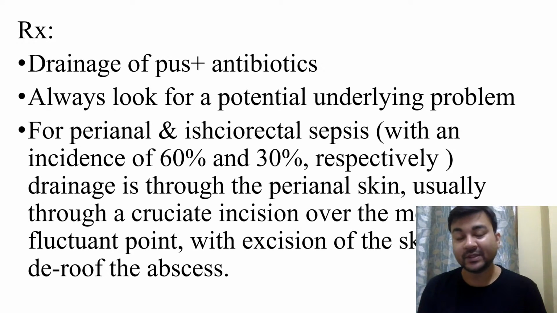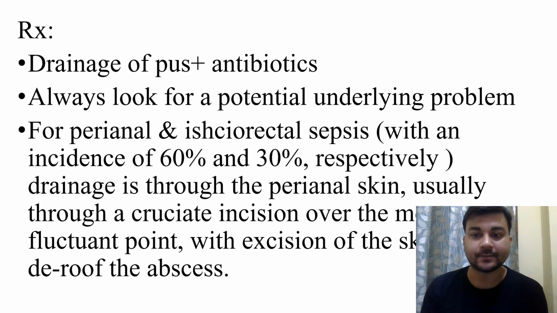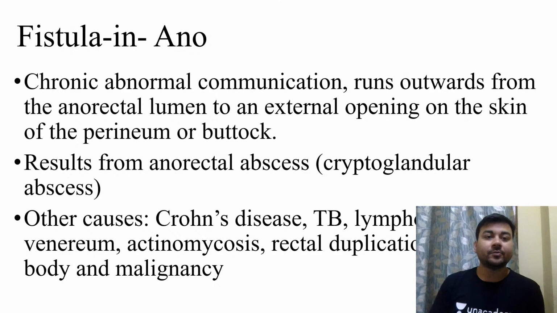Now, what is the treatment? Obviously, pus anywhere in the body has to be drained. So drainage of pus plus antibiotics based on culture is given. Always look for a potential underlying problem, because there are certain conditions that are associated with rectal abscess. For perianal and ischiorectal sepsis or abscess, drainage is through the perianal skin, usually through a cruciate incision over the most fluctuant point, with excision of skin edges to de-roof the abscess. Okay. Our next topic is fistula in ano.